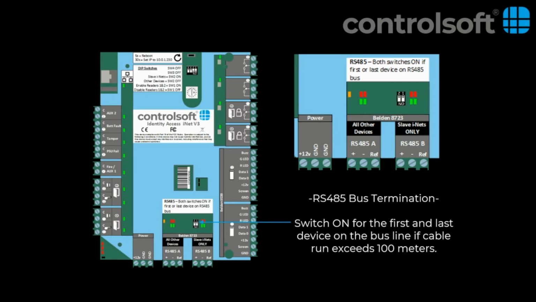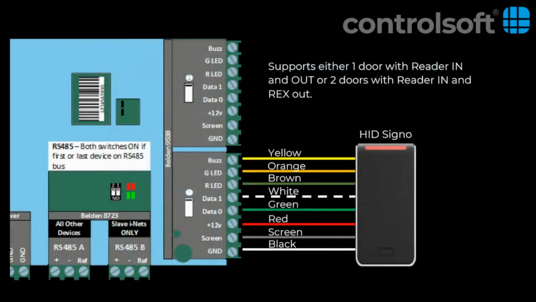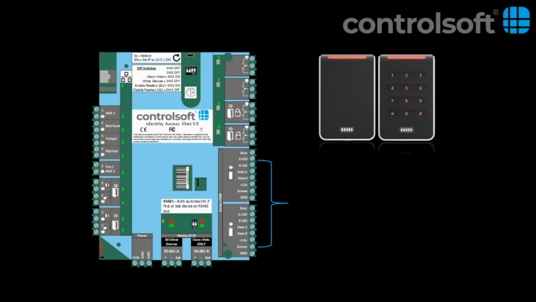Now let us look at the right-hand side of the iNet. At the bottom right you will see 2 Wiegand reader connectors. The iNet can be used as a single door controller with a reader in and out, or as a 2-door controller, with each door having a reader in and a request to exit button out. The Wiegand ports are power limited, which means you cannot use them to power high current devices, such as locks or fingerprint readers. These must be wired into the power supply.